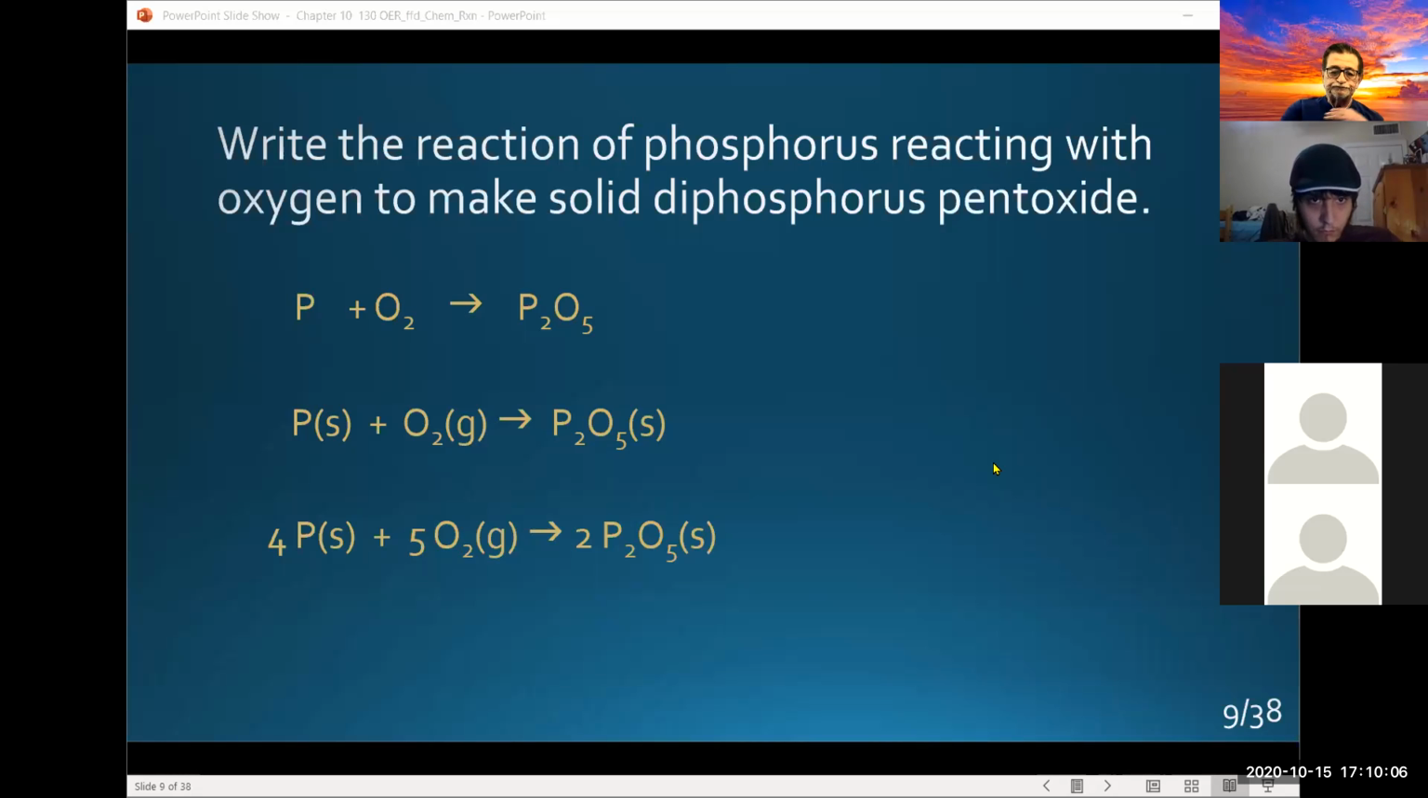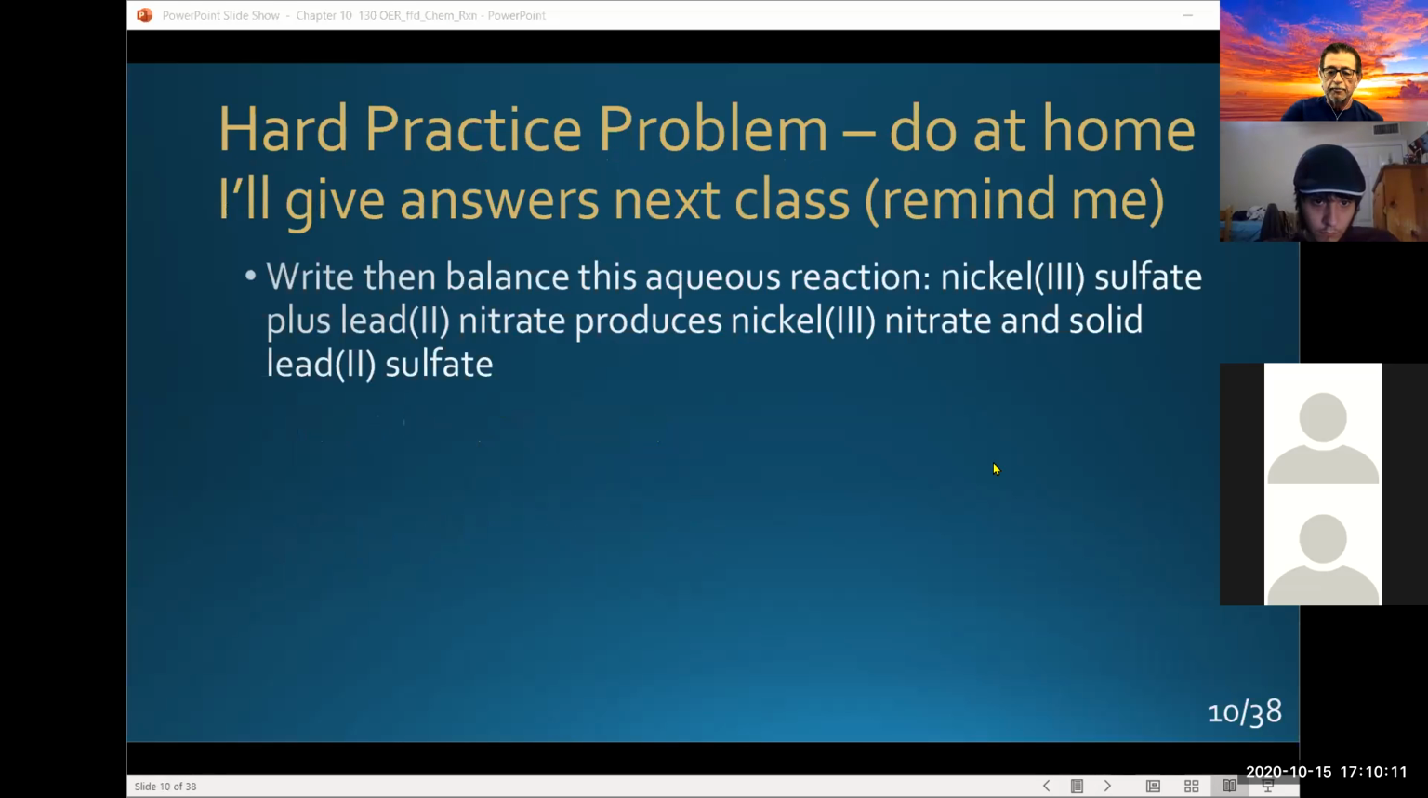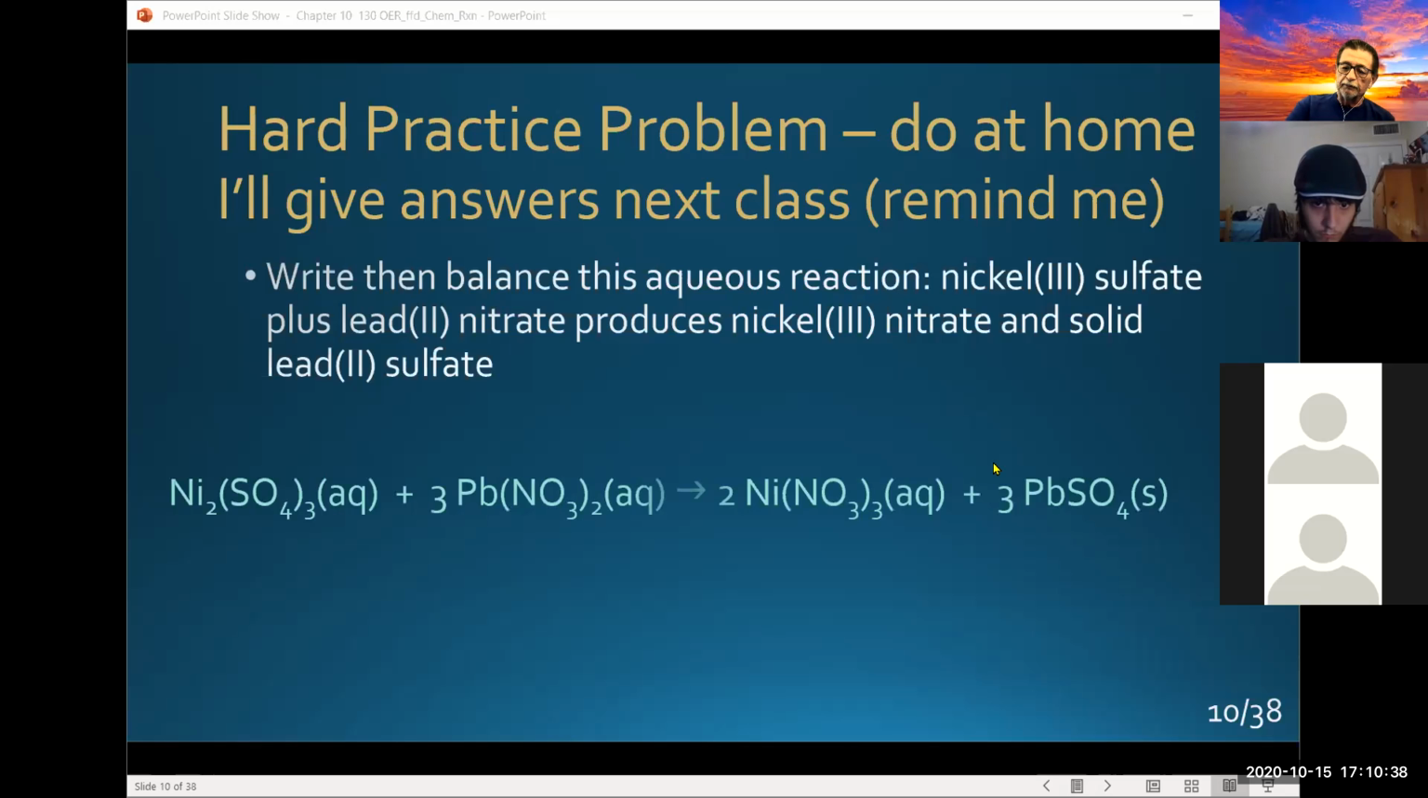So this is the beginning of getting set up to do calculations. Now this one here is a little bit of a challenge, but I'm going to let you do it at home. It says here, write the balanced aqueous reaction. You're using nickel 3 sulfate, reacting it with lead 2 nitrate, and you're going to produce nickel 3 nitrate and solid lead 2 sulfate. Okay? You should come up with something like that.